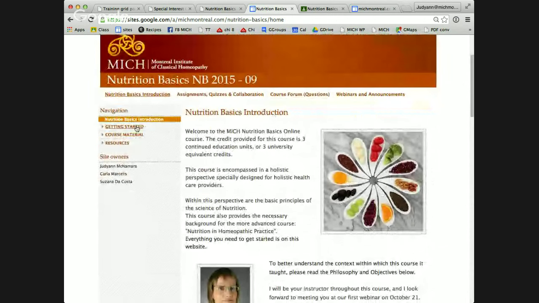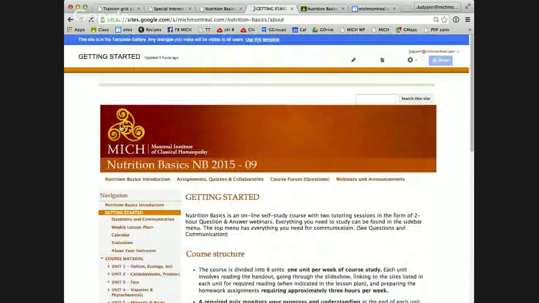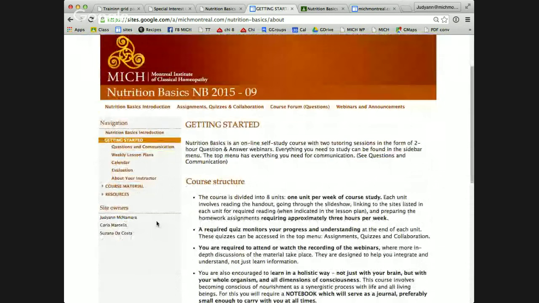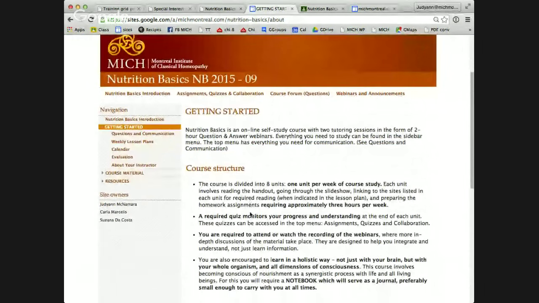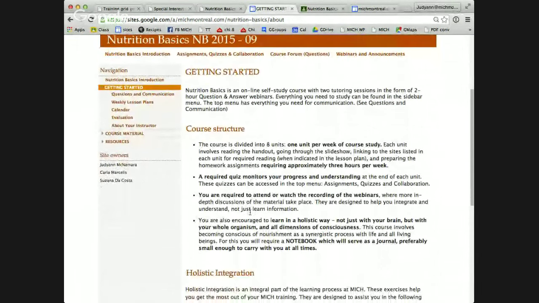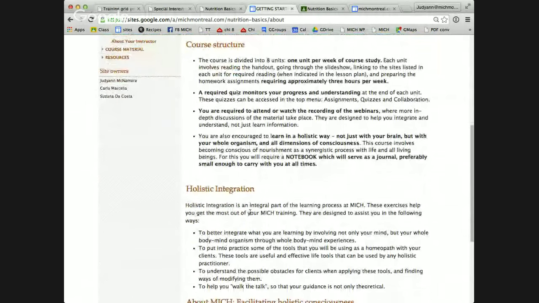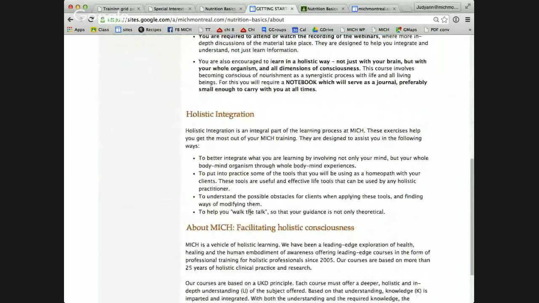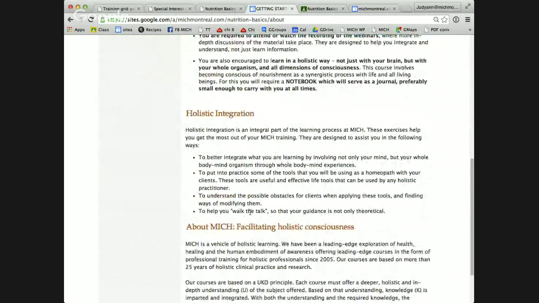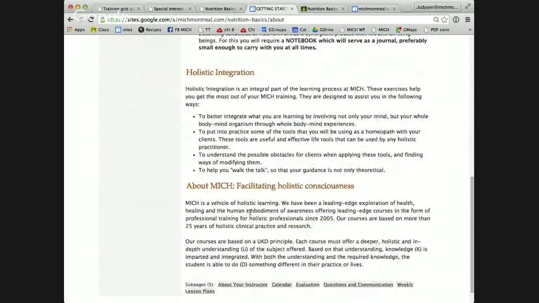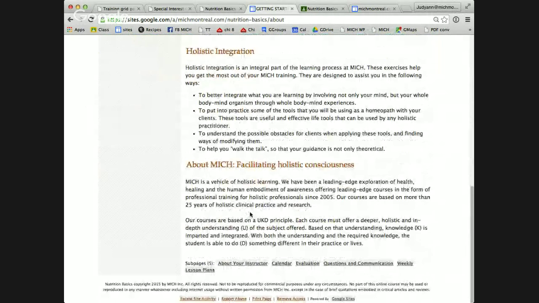All right. So if you're to click on Getting Started, you'll see that this outlines an overview of the course structure, explains a little bit about what holistic integration is, because there's holistic integration exercises with each unit, and how MICH is a vehicle of holistic learning and holistic consciousness.